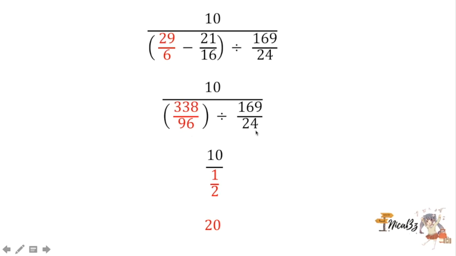After that, we divide 338 over 96 by 169 over 24. It should give us 1 half. And so we're now able to simplify our denominator. And so we get 10 over 1 half, which is equal to 20. So that means to say our answer is 20. And that's how you do order of operations.